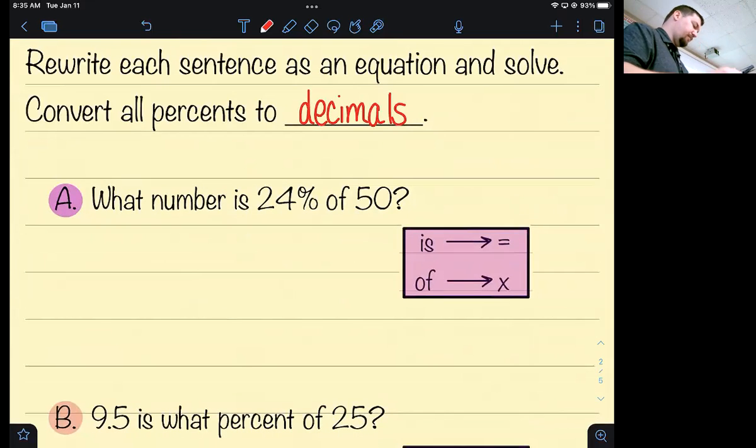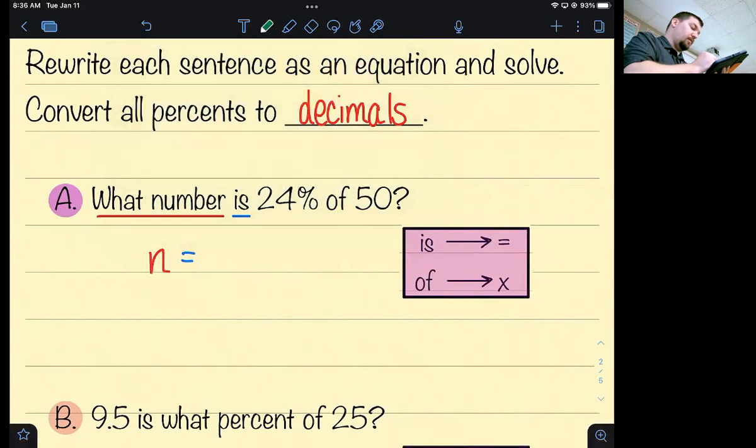Pretty simple. What number is 24% of 50? Underline where it says what number. When we solve equations, there are always variables or unknowns that we don't know, and this says what number? It's our unknown. I'm going to use n for number. So where it says what number, I'm just replacing it with the variable n. Now underline the word is. Is means equals. So I just replace it with an equal sign. Can't have an equation without an equal sign.